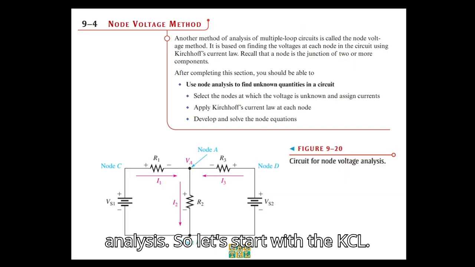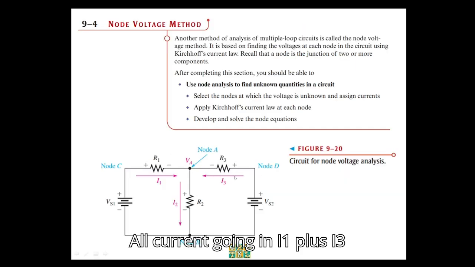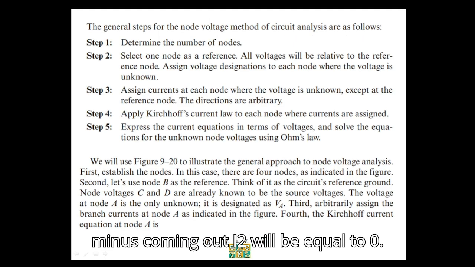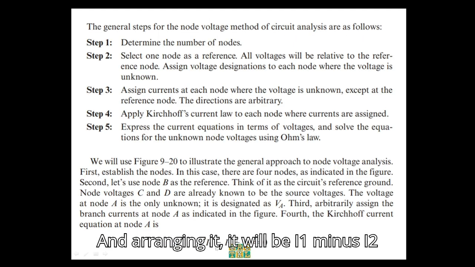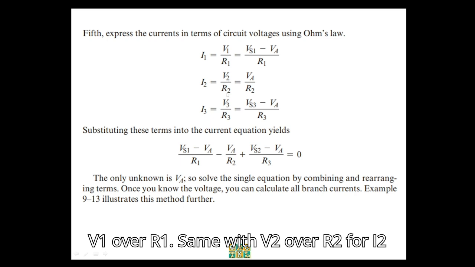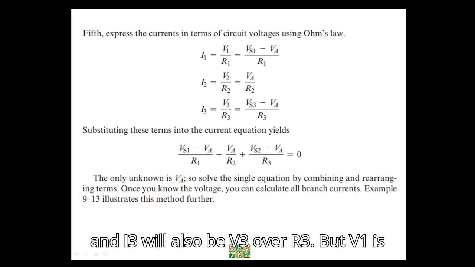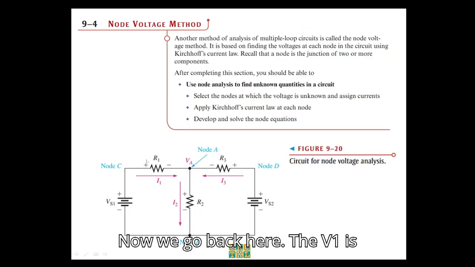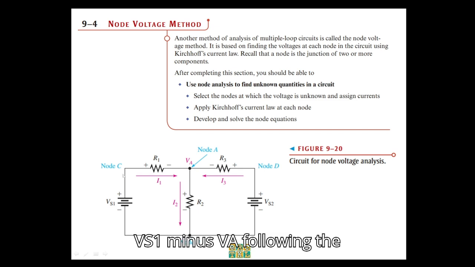So let's start with the KCL. All current going in I1 plus I3 minus coming out I2 will be equal to 0. And arranging it, it will be I1 minus I2 plus I3 equals 0. By Ohm's law, I1 is equal to V1 over R1, same with V2 over R2 for I2, and I3 will also be V3 over R3. But V1 is the subtraction of VS1 minus VA. Now we go back here, the V1 is VS1 minus VA following the current direction.